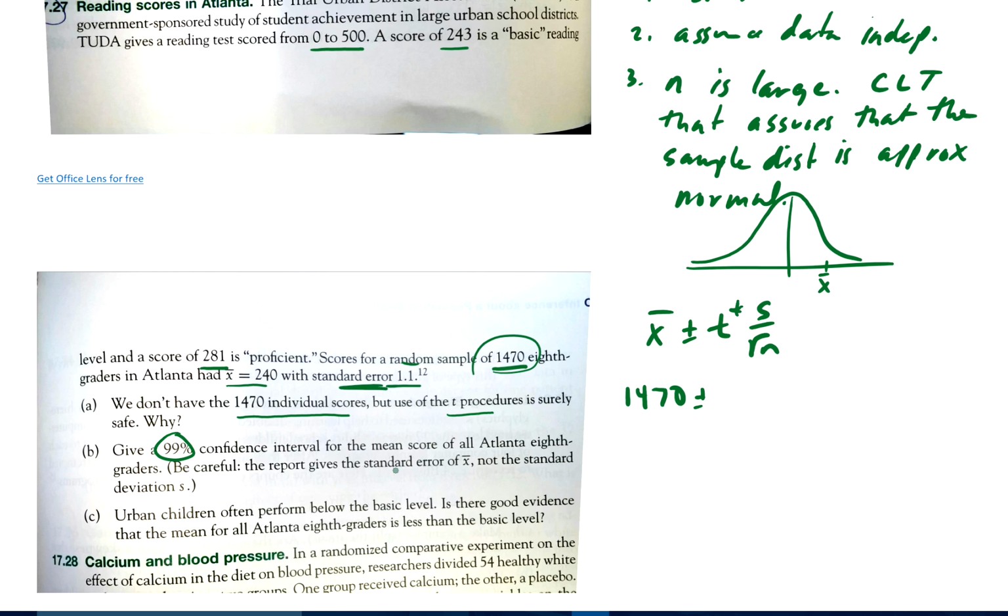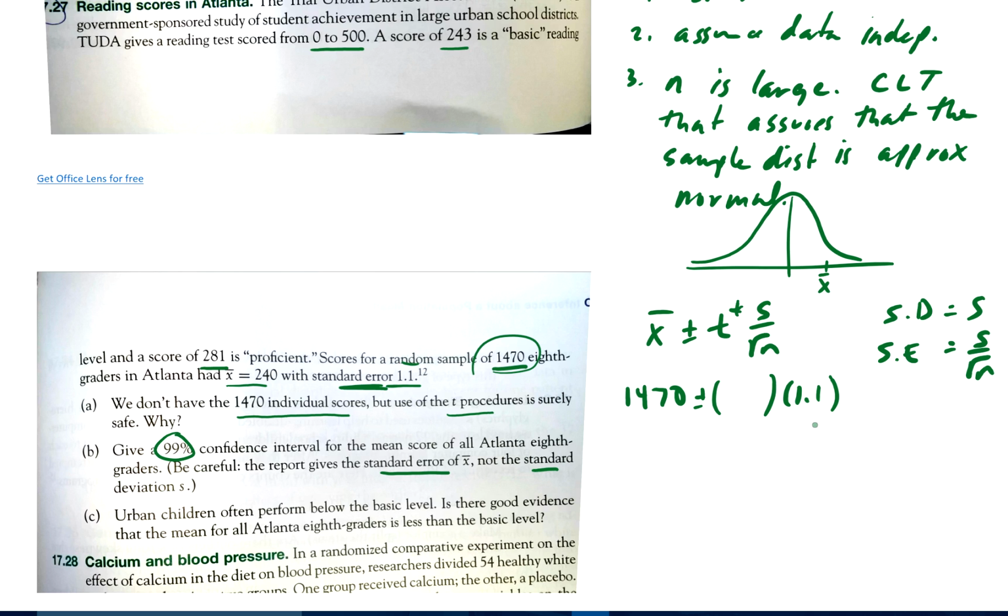Okay, the standard deviation is S. Standard error is S over the square root of N. So we got to figure out what T star is, and the standard error is 1.1. So they actually gave us that. So now if you look at your T table, we got to figure out what T star is.